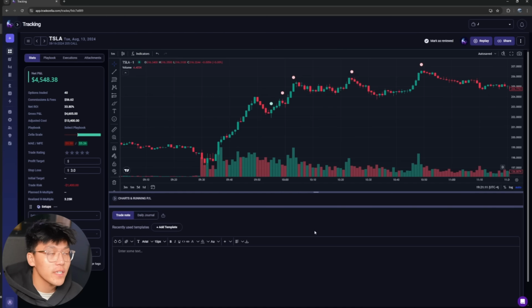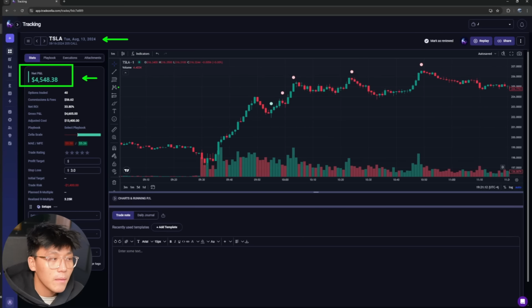The first example that I have for us today is on Tesla. I ended up taking this trade last week. This was on August the 13th, and I made $4,500. But the main thing that I always talk about is not how much I make. The main thing here is how much I risk. In this case, I ended up risking around $1,400. This ended up being a 3.25 risk to reward ratio. And I'll show you guys exactly how I was able to trade this in real time.